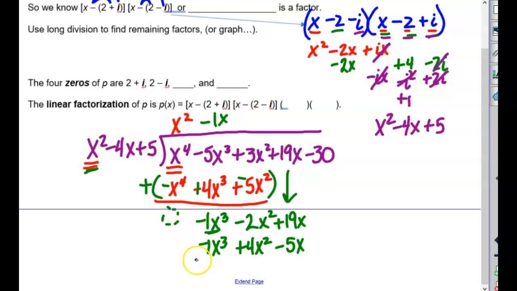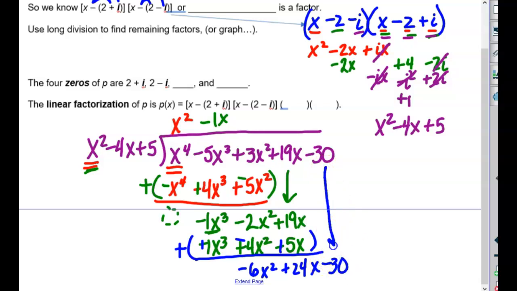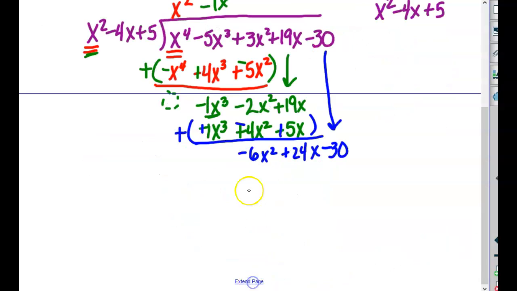All right, now if I subtract or add the opposite, I get a negative 6x squared plus 24x minus 30 when I bring this down. It's supposed to go in even. Does it go in even? What did we multiply by this last time?